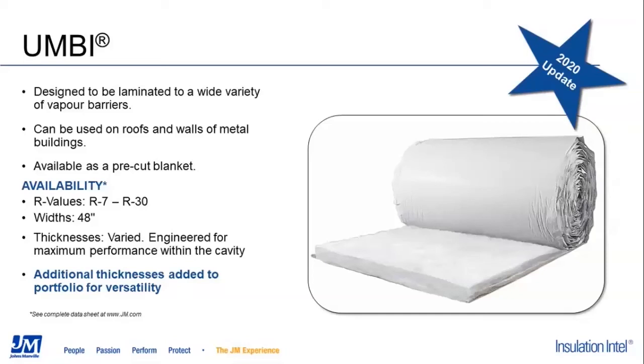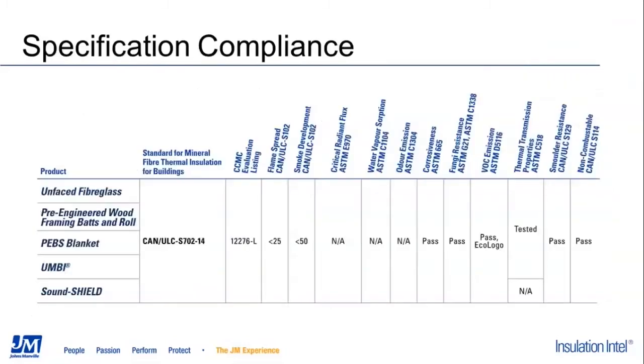And then finally, here is a summary of the fiberglass batts and rolls portfolio of products and the specifications they meet. These are typical tests determined by Canada ULC S702, which is the standard for fiberglass insulation. Our fire testing shows flame spread at less than 25 and smoke developed at less than 50. This is really the minimum requirement for S702, and our products do perform much better in this testing than the minimum requirement for S102, flame spread and smoke developed.